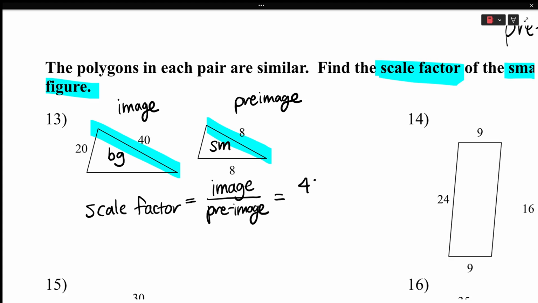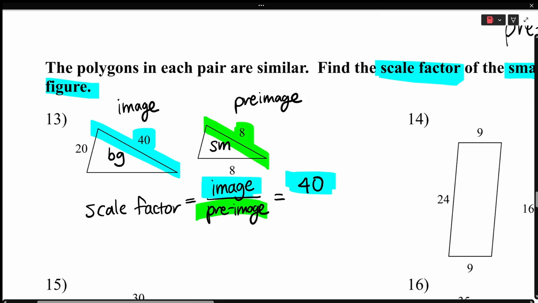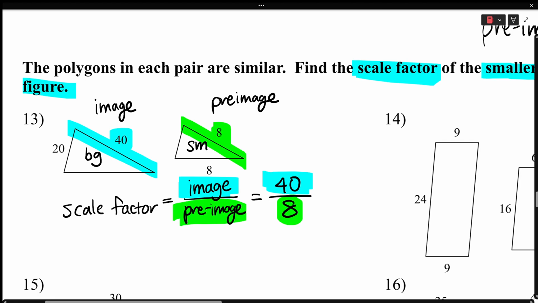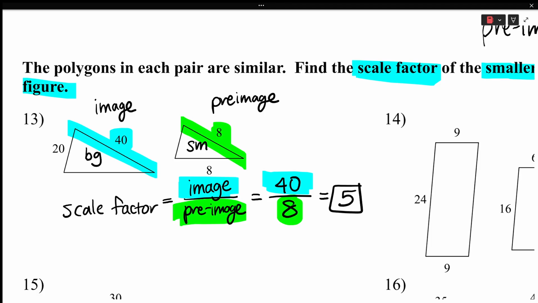So I'm going to do 40, because 40 is the side from the image, over the pre-image, which should be 8, because those two sides are corresponding parts. The polygons are similar. So let's simplify this. 40 divided by 8, your scale factor is going to be 5. So that means the bigger triangle is 5 times bigger than the smaller triangle. How do you go from 8 to 40? That's times 5.